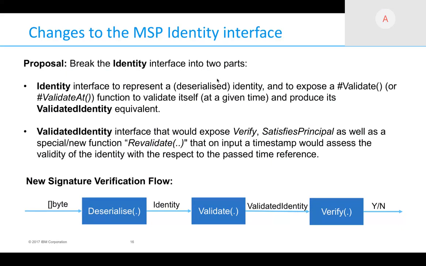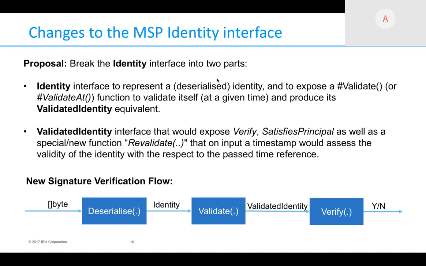Indeed, the proposal is to have the MSP identity split in two. We still have an identity that is just the representation in the system of a deserialized identity. So it's an intermediate object between the bytes representation of the MSP identity and what it means to have a validated identity with respect to some notion of time. It can be in absolute terms, or it can be relative to a time frame that needs to be defined in some other Jira item.